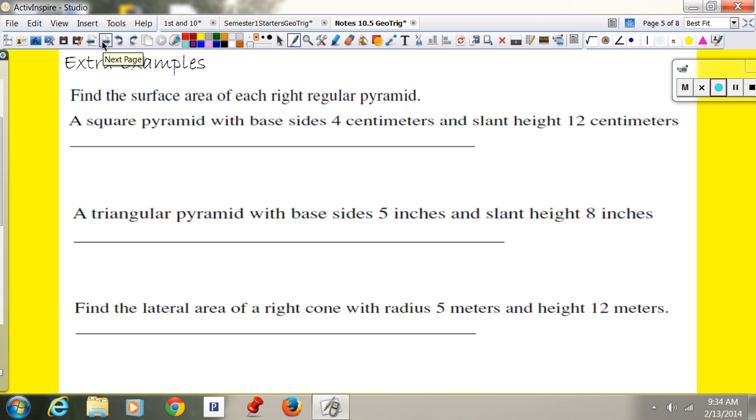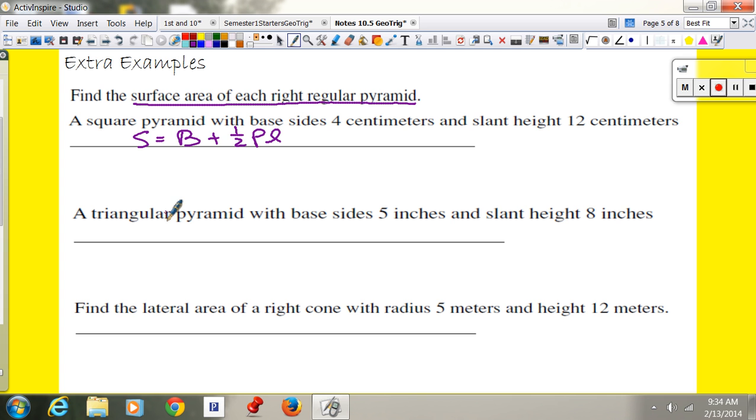Okay, so the first two are to find the surface area of the pyramid. So my formula will be S equals 1 base plus 1/2 times the perimeter of the base times the slant height. That's the formula I need for a surface area for the pyramid. I want the P this time, not the C. Perimeter is because it's a polygon. Let's fill in what we know.